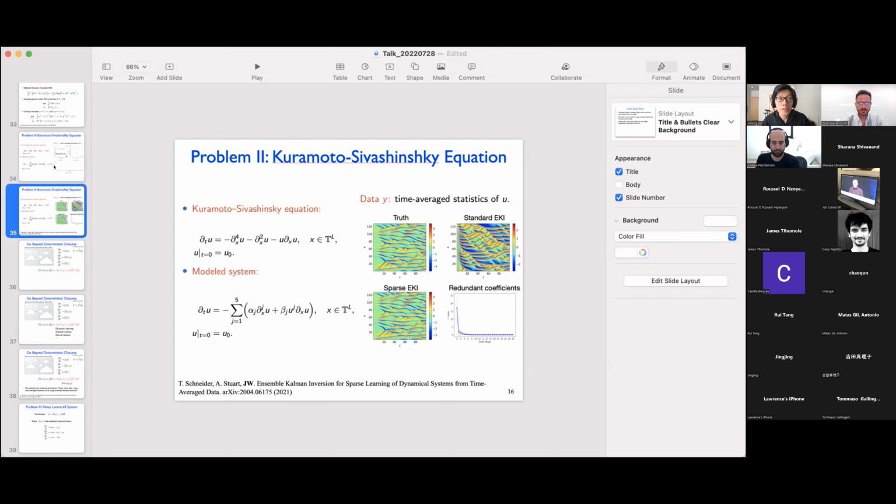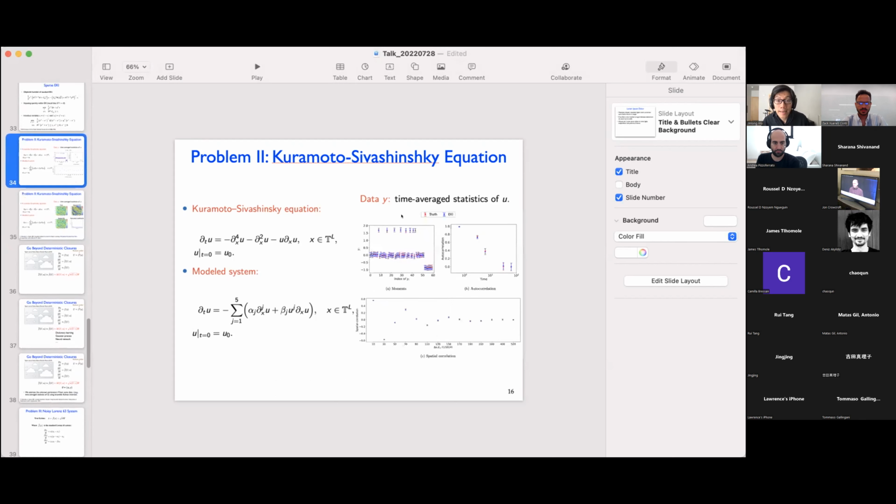And we also incorporate high order moments. And in this test case, we also incorporate autocorrelation, which tells us some information about the temporal memory effect and the spatial correlation. Yeah, thank you.